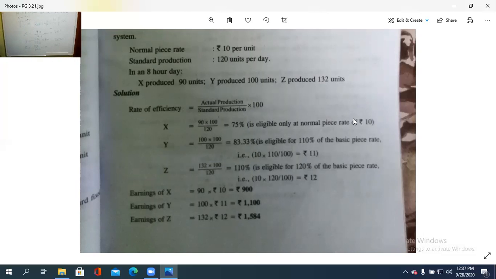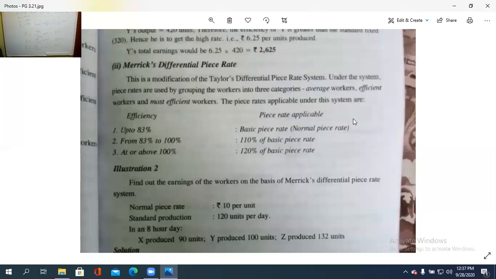83% ആണെങ്കിൽ, see, once again I will show you the screen. Up to 83% it is the basic piece rate. So first case X, 75%. അപ്പോൾ ഏതിനകത്തെ വരുള്ളൂ? This is the normal piece rate. Then second case Y, 83.33. So 83 to 100, 110% basis, and above 100, മൂന്നാമത്തെ കേസ്. So it is 120% of the basic rate. ഈ മൂന്ന് ക്രൈറ്റീരിയ അഡോപ്റ്റ് ചെയ്തിരിക്കണം ഇതിനകത്ത്. അതാണ് ഡിഫറൻഷ്യൽ പീസ് റേറ്റ് സിസ്റ്റം അണ്ടർ മെറിറ്റ്സ്.